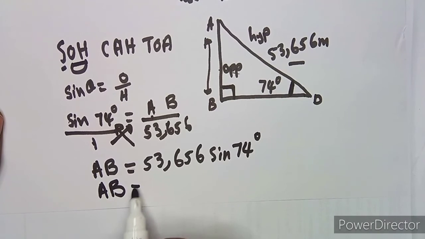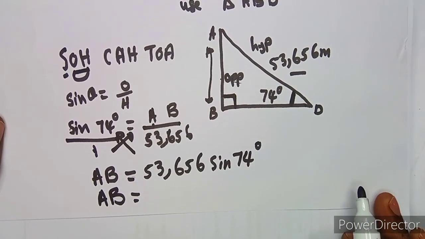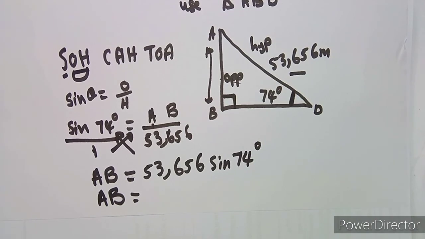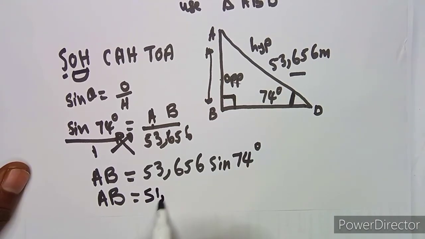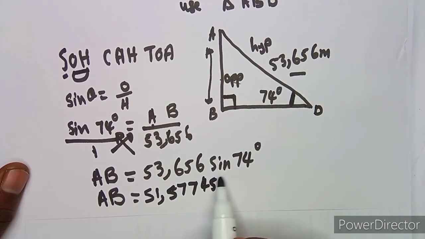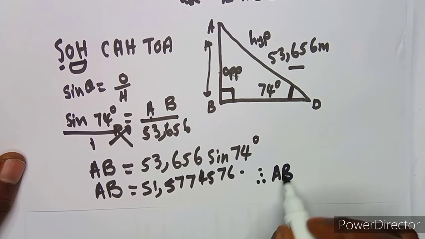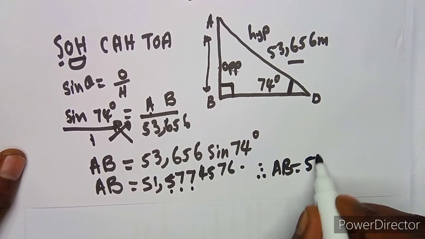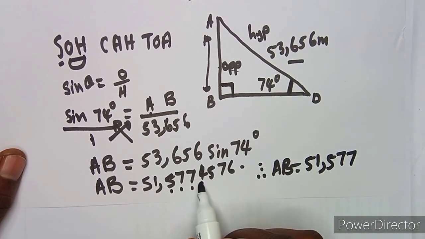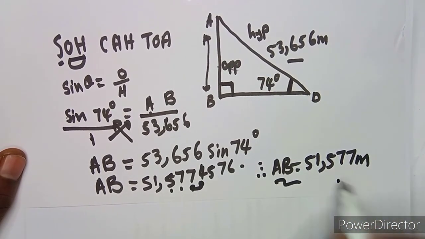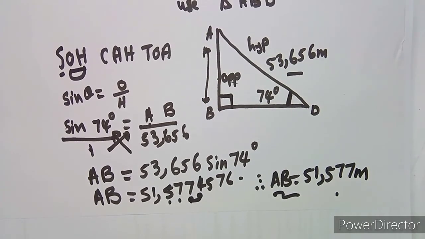So that means our AB can be determined now from our calculator in degrees, which is going to be 51.5774576, something like that. So you can round off this AB to 3 decimal places, which is 51.577, because this 4 cannot change this. So that will be our AB in meters. So therefore our AB is 51.577 meters. So guys, as you can see, there was a lot that we had to go through, but that's how they ask these questions actually.